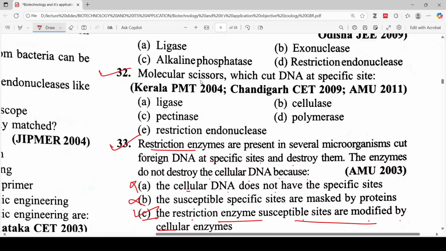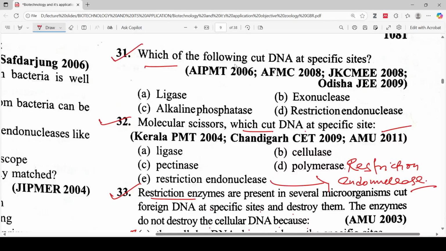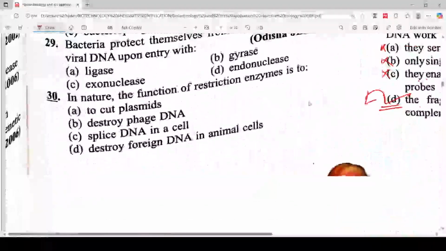Which molecular scissors cut DNA at a specific site? So the correct answer will be restriction endonuclease. Okay, next question. Which of the following cuts DNA at a specific site? So the correct answer is restriction enzyme. Let's go to the next question.